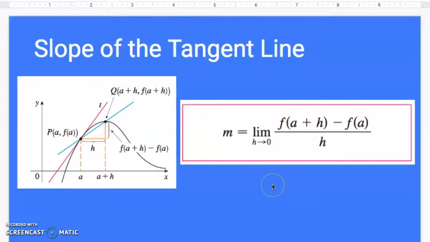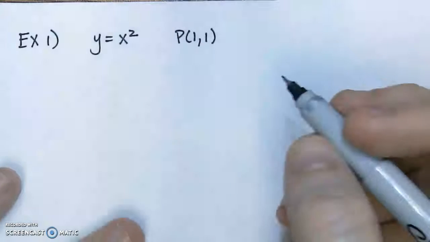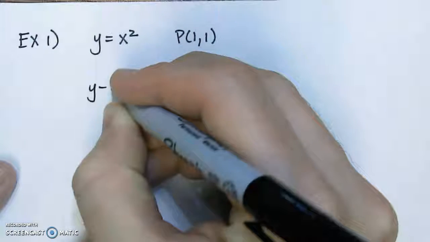So in this case, we have the point (1, 1). We would be plugging in a 1 for the a value. So let's go ahead and try this. So writing the equation of a tangent line, we first need to know how to write the equation of a line. So I need you to remember point-slope equation.